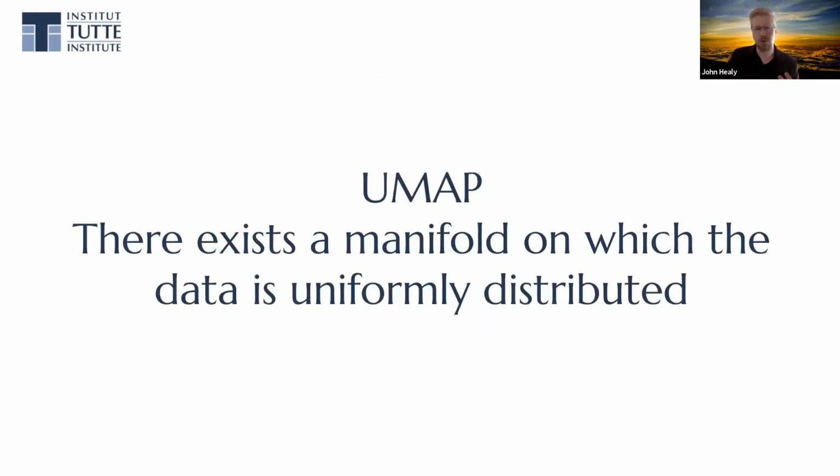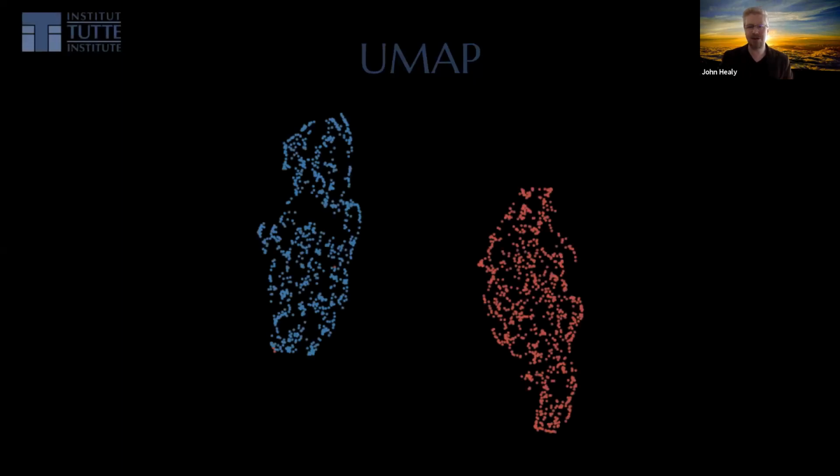UMAP will assume that there exists a manifold on which the data is uniformly distributed and then try and find it. And here's what that looks like. That uniform manifold assumption caused us to flatten out the variations in density that we saw in our data. But it did sacrifice some information to do that. From this plot, you can't tell that they had hugely variable density in your original ambient space.